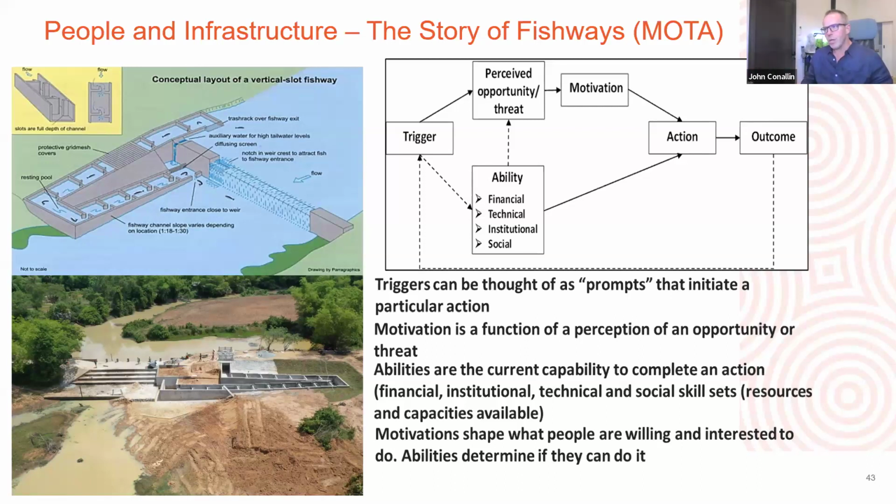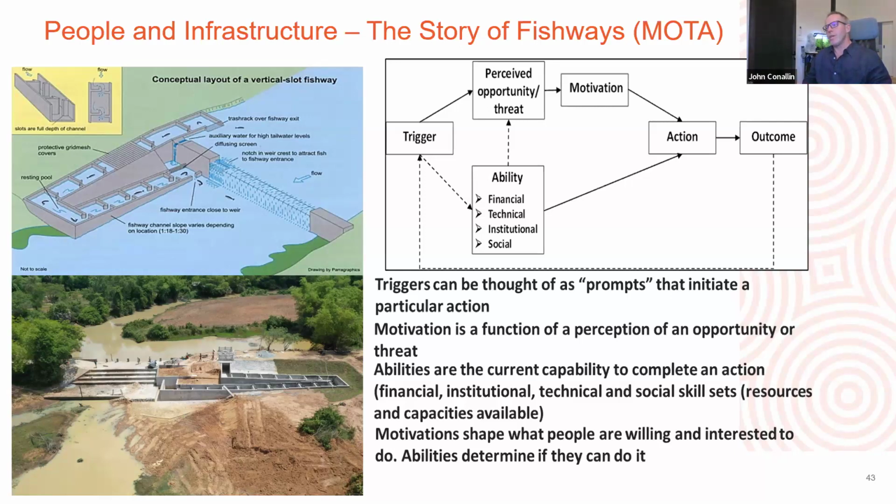So from a social perspective, one of the methods we're using is a method called MOTA. And it is really about motivations and abilities of stakeholders. It works off the idea that you have triggers, you have motivations, you have abilities, and that leads to a certain action.